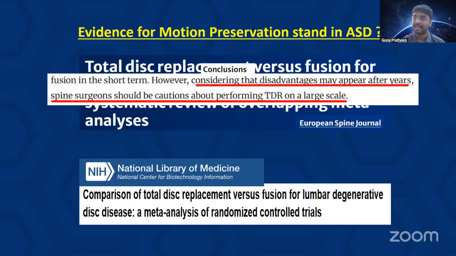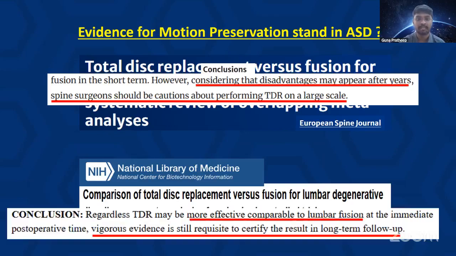Even though there is level 1 evidence supporting the role of TDR in lumbar disc pathologies, the overall conclusion is that, considering the disadvantages may appear years after the initial procedure, spine surgeons should be very selective and cautious in selecting their cases for TDR, and very cautious in doing it on a large scale. And this study concluded that even though it is more effective compared to a lumbar fusion as it maintains the biomechanics of the motion segment, rigorous evidence is still lacking and there is still a knowledge gap on the role of TDR in ASD.